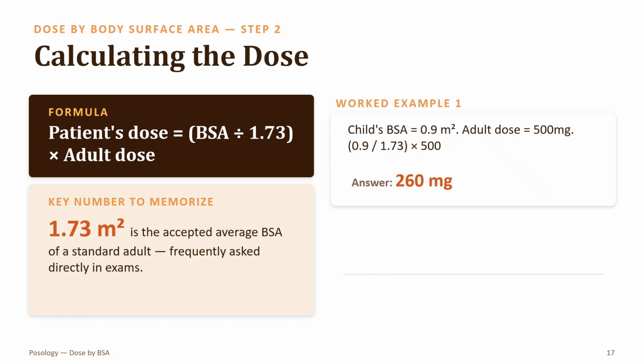Then why do we take 1.73 meter square? Because it is the accepted average body surface area of a standard adult, and this is an important question, which can be directly asked as a 1 mark question in examination.